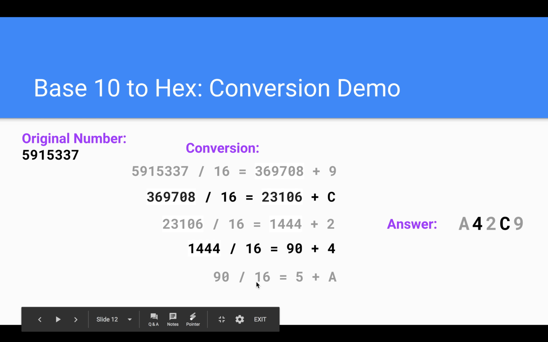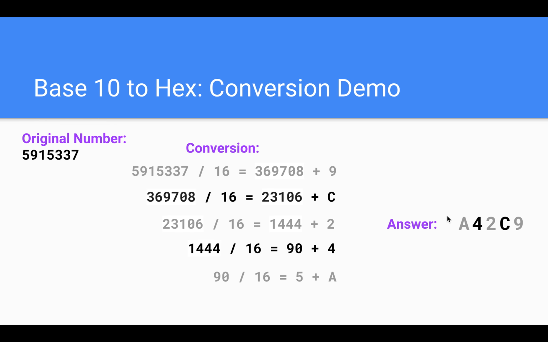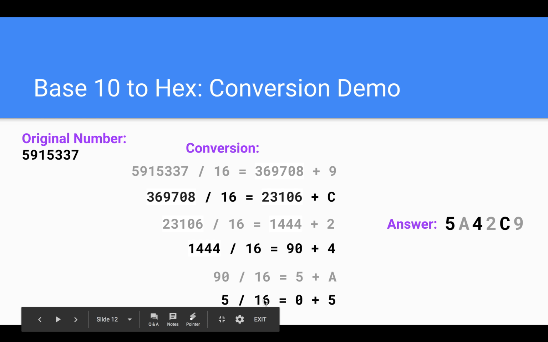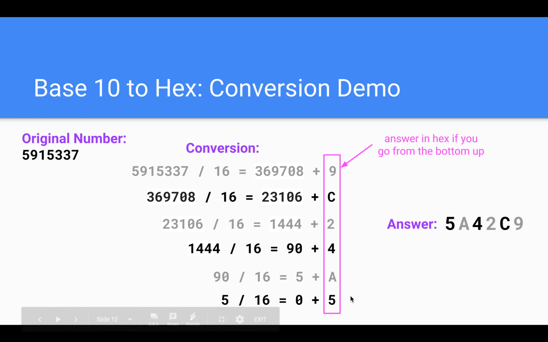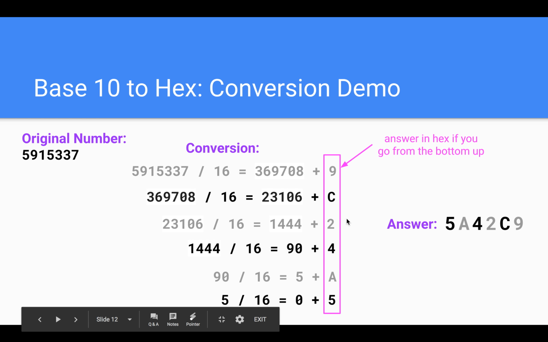90 divided by 16 is 5 plus A, so A goes on the left. And then 5 divided by 16 is 0 plus 5, so 5 is the final digit, and we know to stop because the answer was 0 when we divided. And again, this column of remainders is the answer if you go from the bottom up. So 5, A, 4, 2, C, 9, which is this answer.